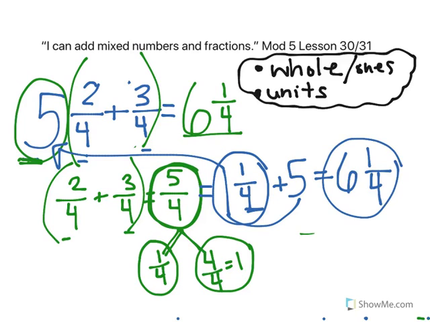and I would get the same answer. So you can either show it in a number bond, pull out your whole, or you can convert this improper fraction to a mixed number and add that to your original whole, okay?